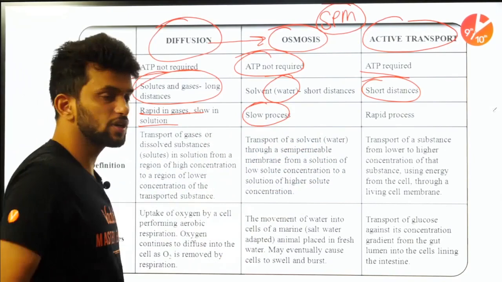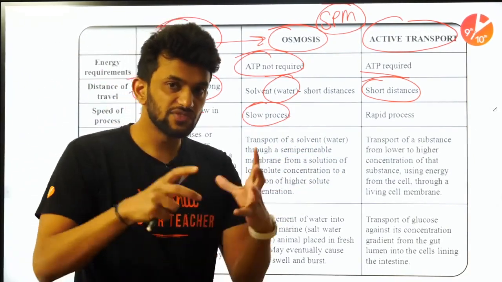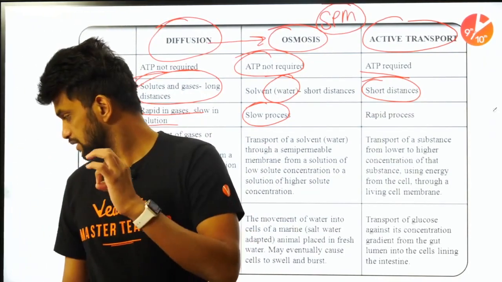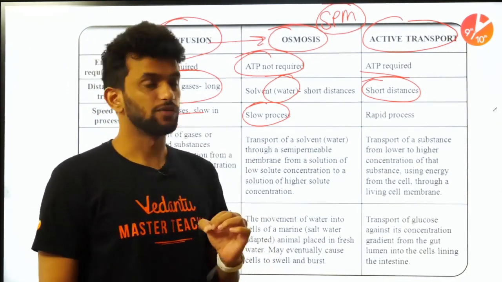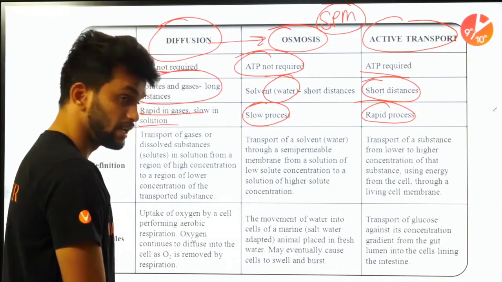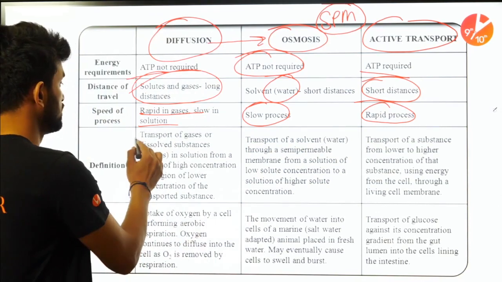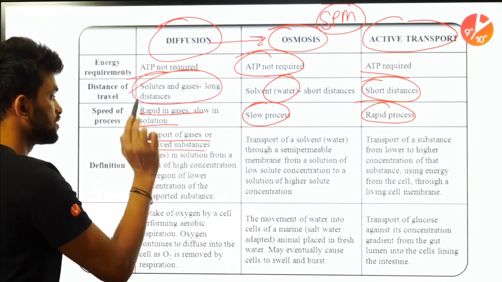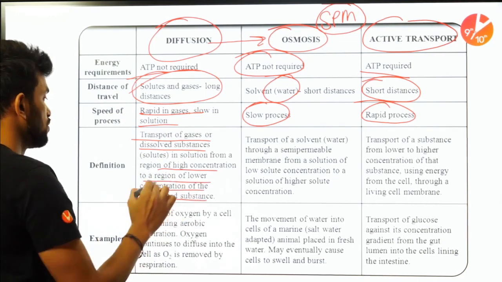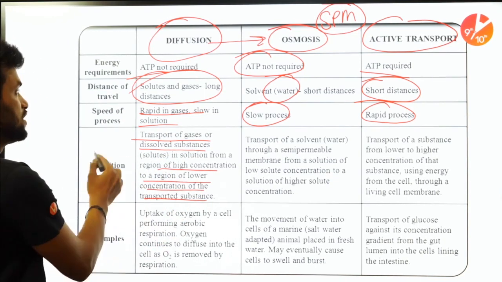Osmosis is a slow process. You put raisins in water, the raisins will swell up. That is the purpose of the process of osmosis, but it will take time. Osmosis will take time. Active transport is rapid, it is faster. Transport of gases or dissolved substances in solution from a region of higher concentration to lower concentration. What is the definition, guys?